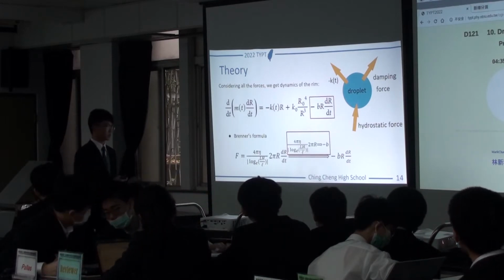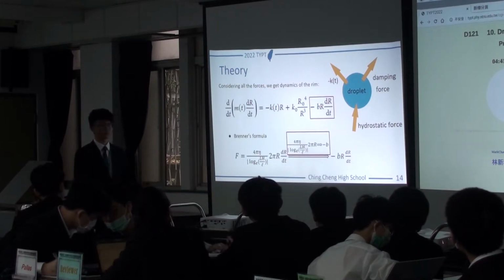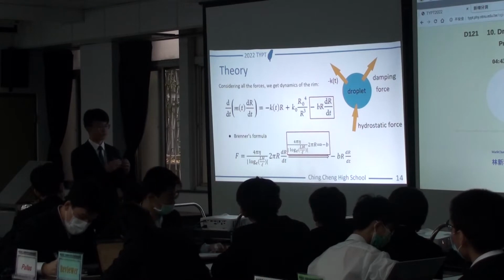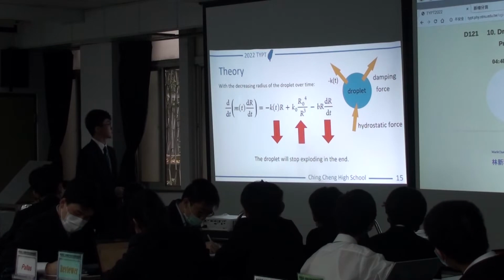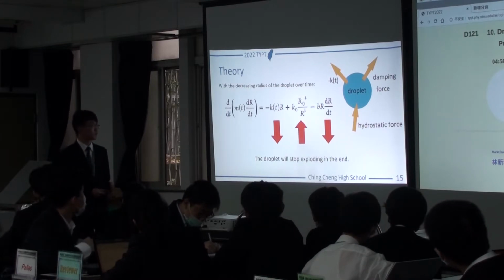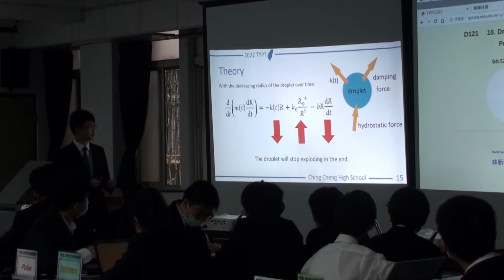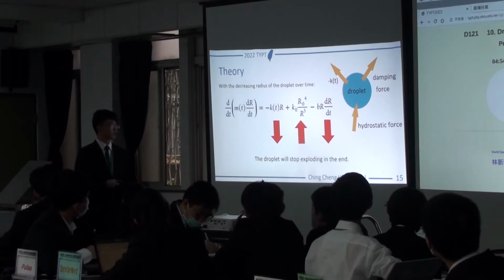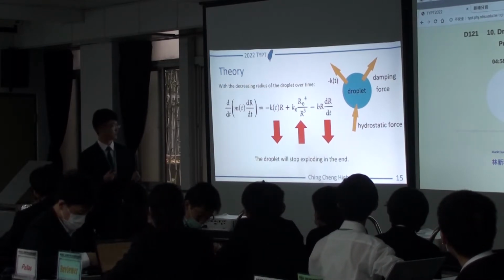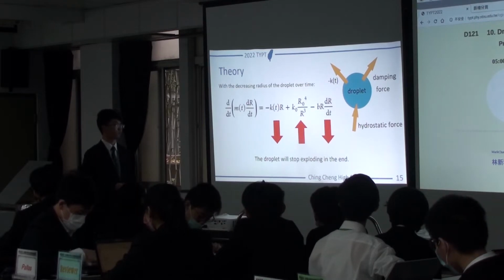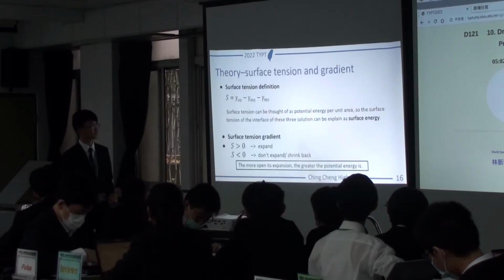And in this phenomenon, we can find that this formula is associated with the radius. With the decreasing radius of the droplet over time, you can see that the force in the negative direction will become weaker, and the positive direction will become stronger. That's why the droplet will start exploding in the air.